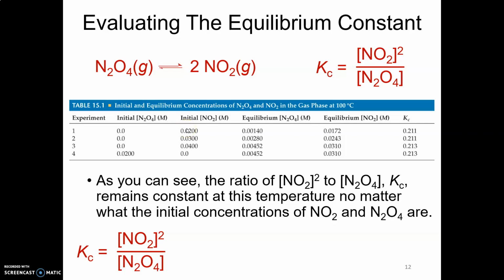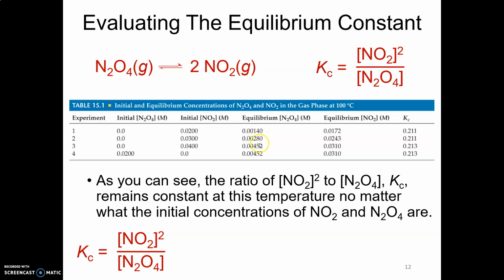Now, I can tell you it doesn't matter what you start with initially, but it doesn't mean anything until you actually see it. So here, these are 4 separate experiments. In experiment 1, they started with no reactant and only product. They achieved their equilibrium concentrations, and the K expression was 0.211. Then they ran a second experiment where again they started with no reactant and a little bit more product this time. So look at their equilibrium concentrations.